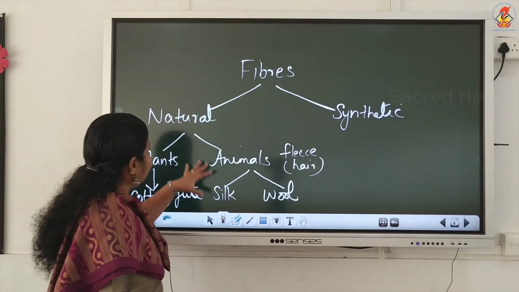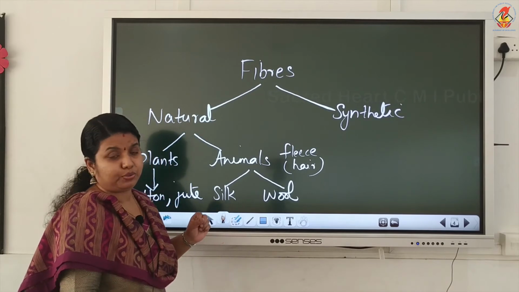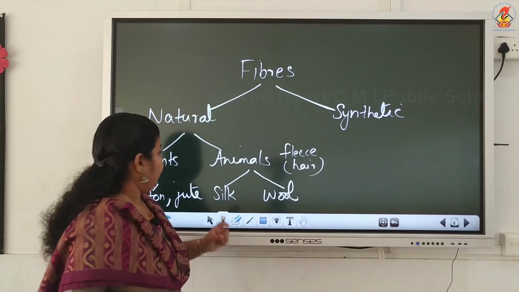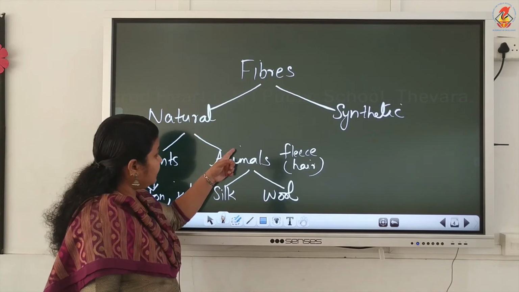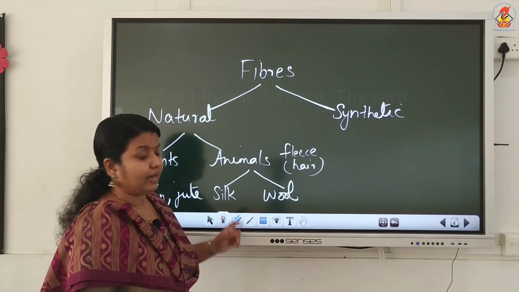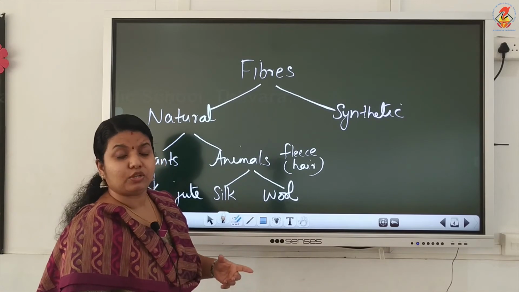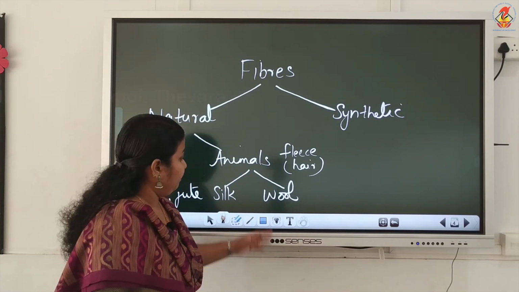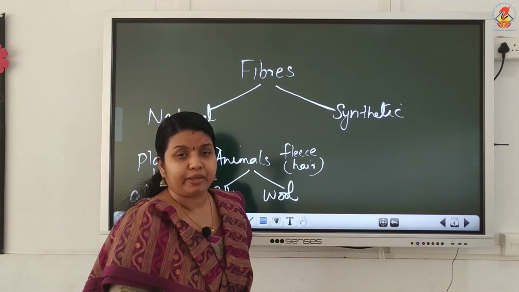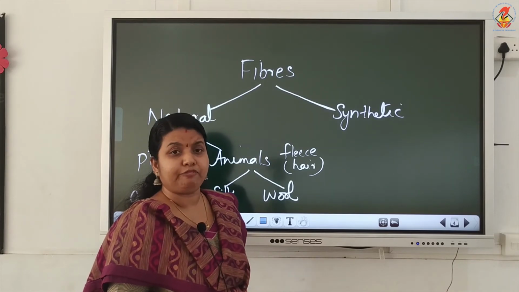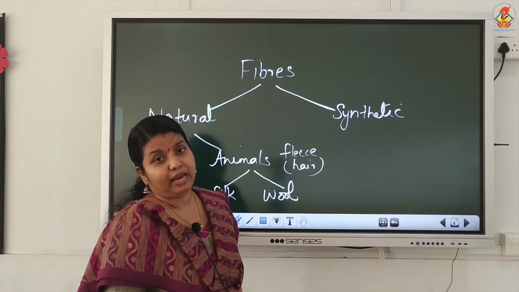Okay. So these are natural fibers. The fibers which are obtained from plant and animal sources are known as natural fibers. Examples of fibers obtained from plants are cotton and jute. Examples of fibers obtained from animals are silk and wool. Now where do we get silk from? Silk is obtained from the cocoon of silkworm. Wool is obtained from the fleece or hair of animals like sheep and goat. And it is also obtained from the hair of animals like rabbit, yak and camel.